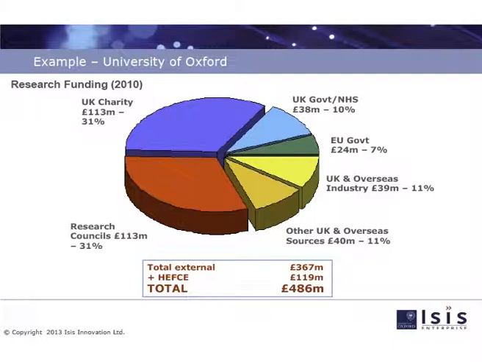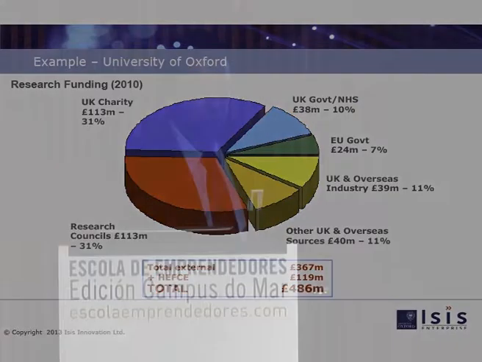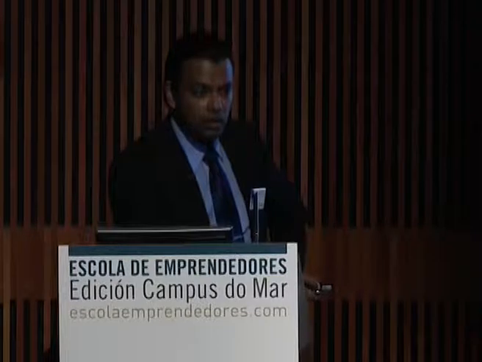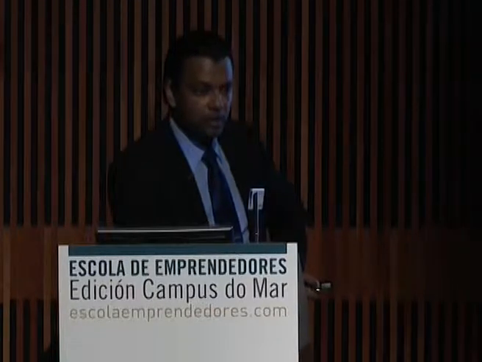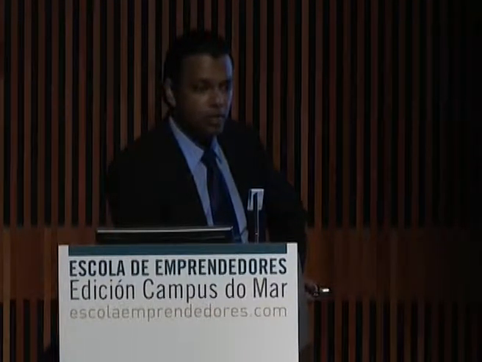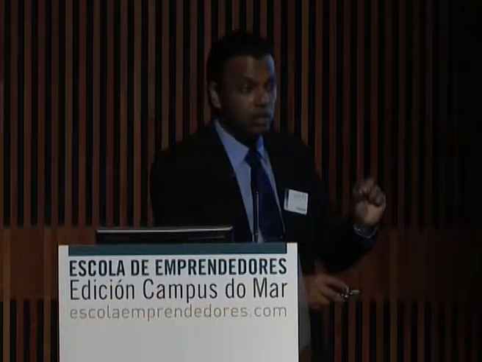And then the Higher Education Funding Council for England provided 119 million to Oxford. So the total research spend in 1 year was 486 million. Okay? And how much did ISIS bring in terms of technology commercialization back in 2010? About 7 million. Okay? So that's an important message.